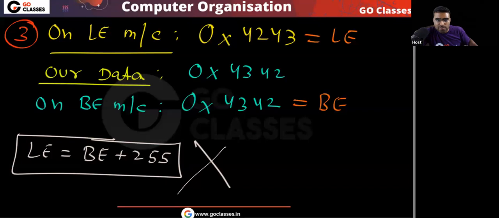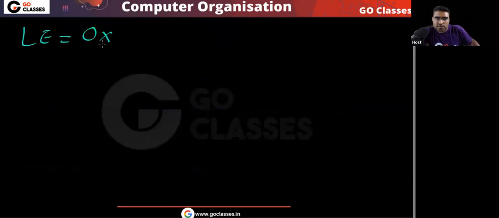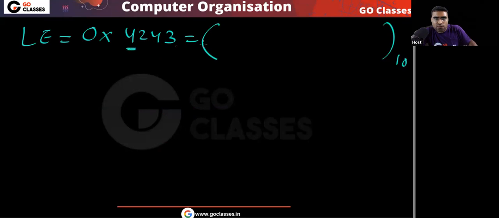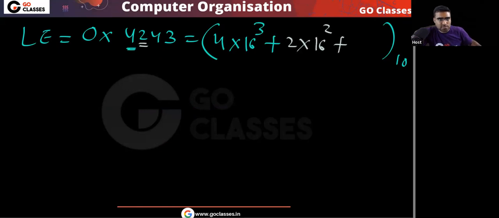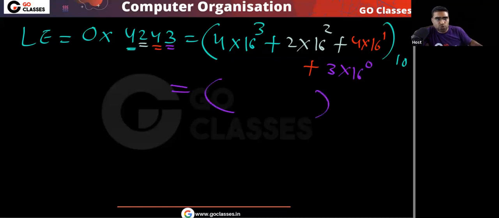Convert into decimal, what does it become? This LE, that is 4243. In decimal it becomes 4 multiplied by 16 power 3, plus 2 multiplied by 16 power 2, plus 4 multiplied by 16 power 1, plus 3 multiplied by 16 power 0. If you calculate this value, you will get 16963 in decimal.